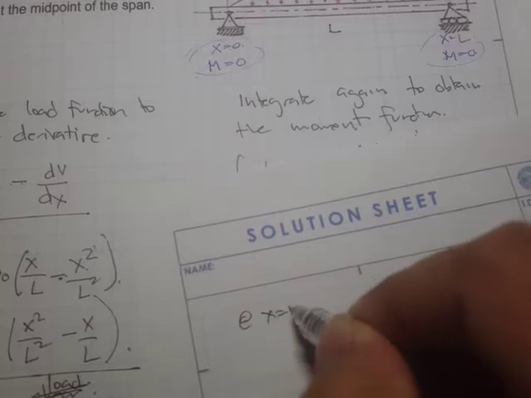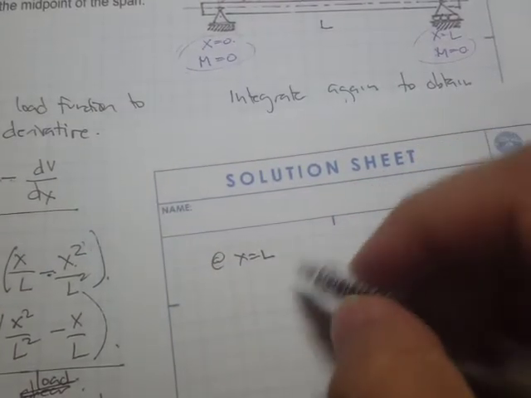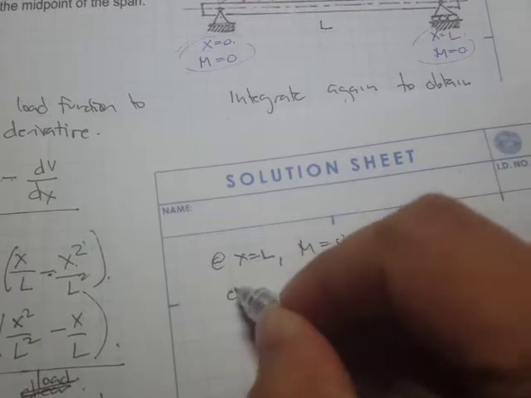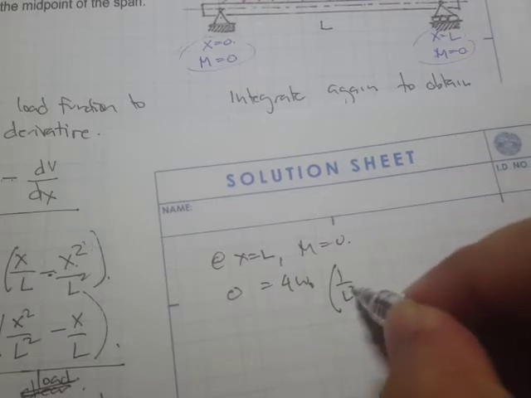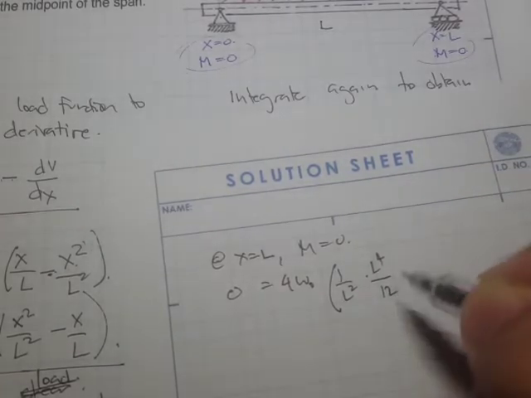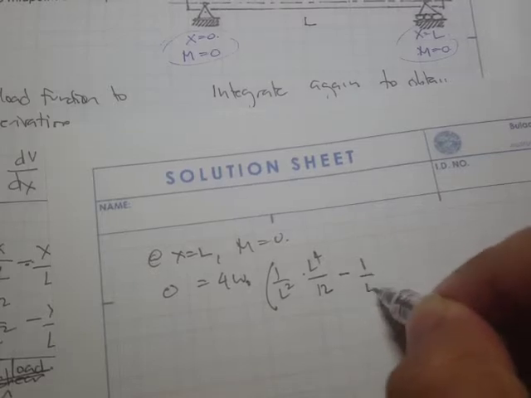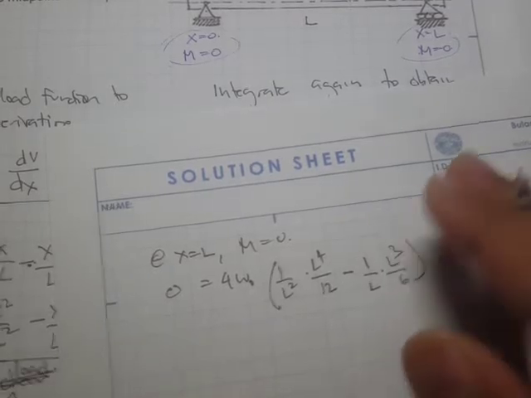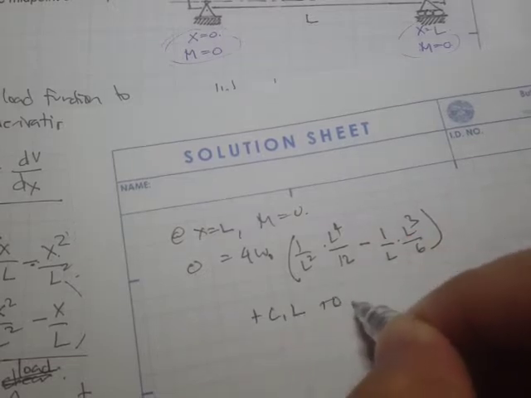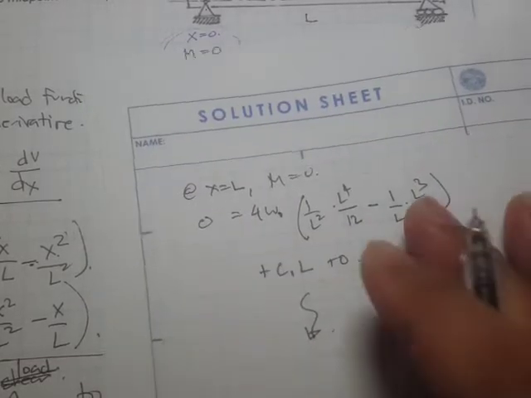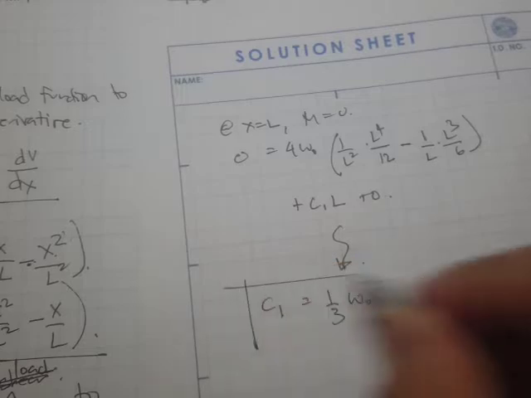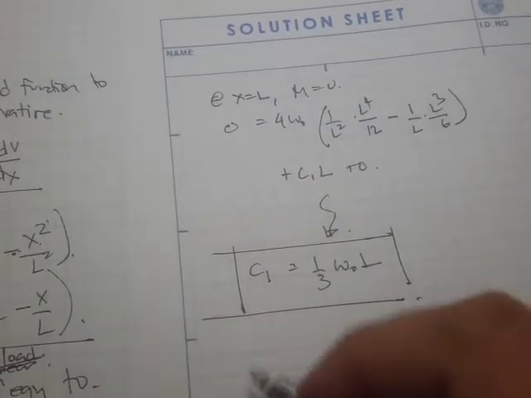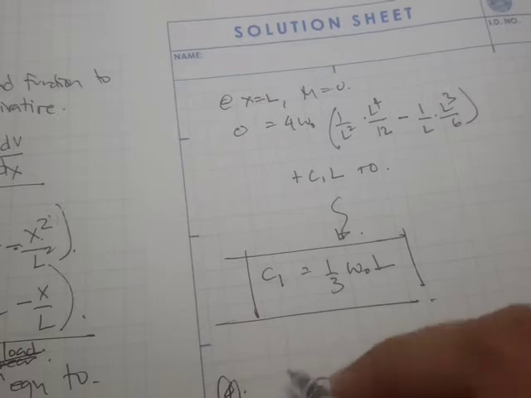Okay, so the next is at x is equal to L, another boundary condition. At x is equal to L, M is still 0, so therefore 0. Let's just substitute all the x's with the L. L to the 4th, 12 all over 12 minus 1 all over L times L cubed over 6, plus c sub 1 L plus 0. And if we do the simplification, what we get is c sub 1 is equal to 1/3 L. So that's it.